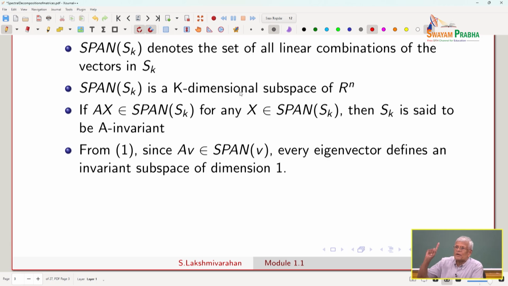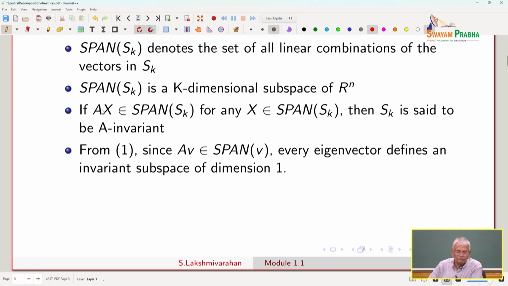Please understand, if I have one vector that is linearly independent, what is the span of that vector? It is the line through the vector. If I have two vectors that are linearly independent, that means the angle between them is not 0, then they define a plane. So, the plane is the span of the two vectors, and likewise.